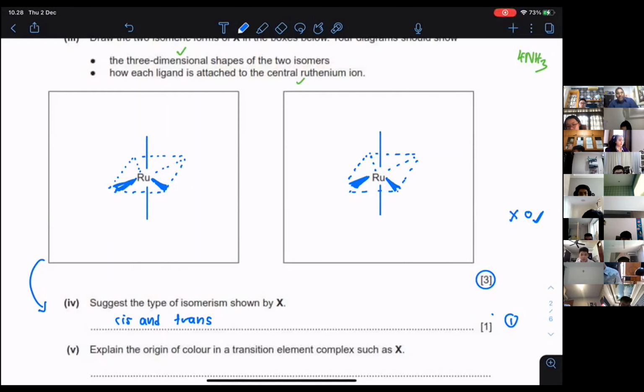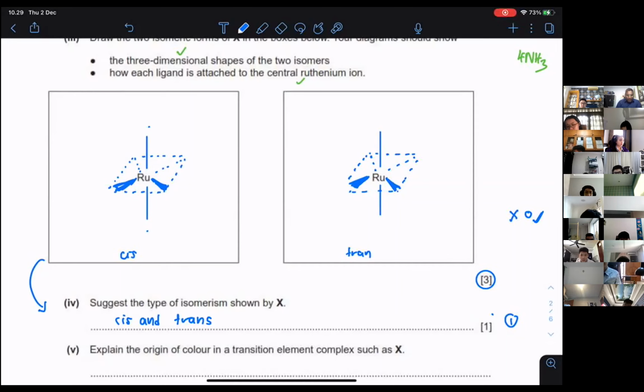Now, how to do this question? We want to show cis and trans. Let's say I want to show cis over here and I want to show trans. Do not show cis and trans like for example, they are opposite. I want to show this one and this one is opposite. Don't do that. Always remember the one that is opposite we want to show the furthest.